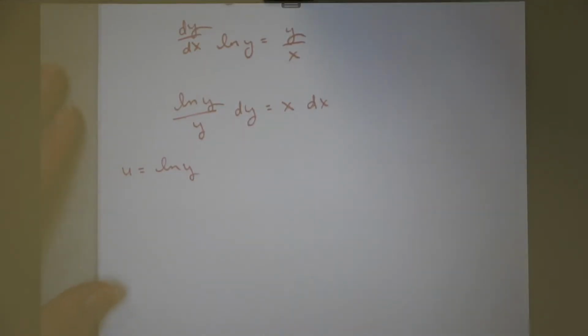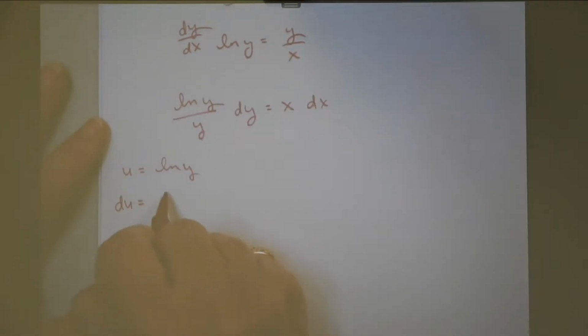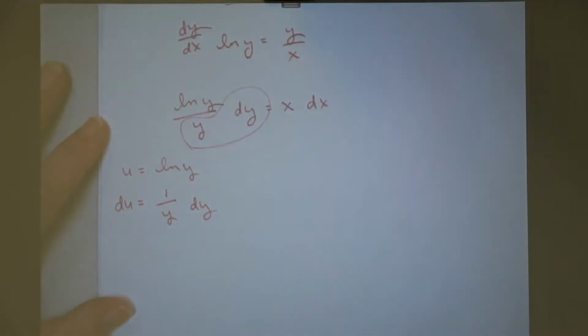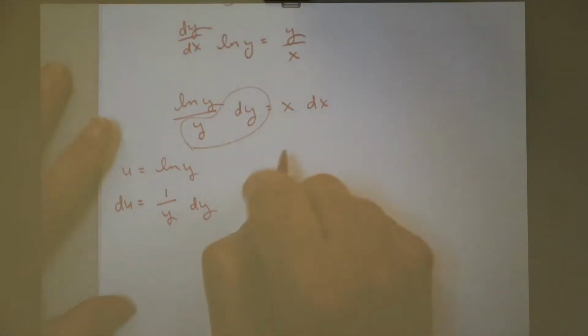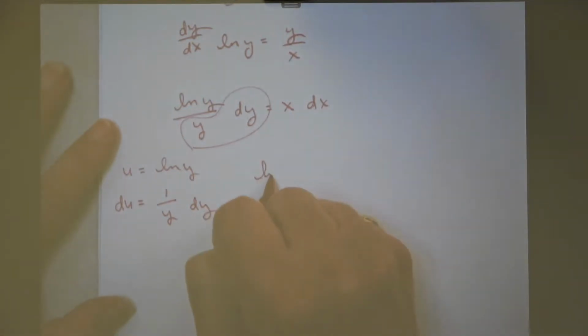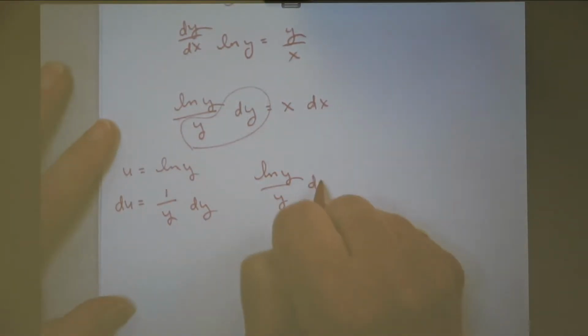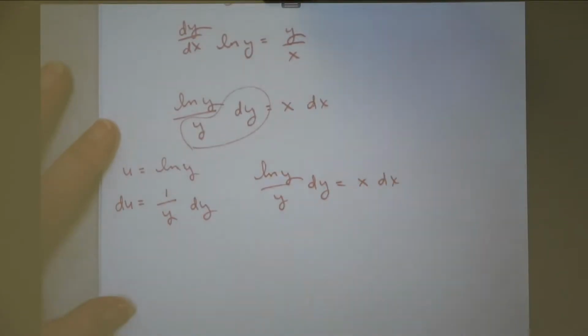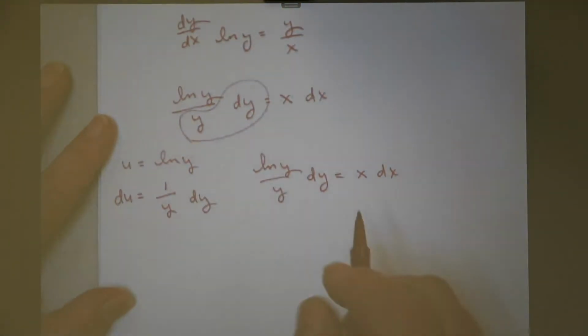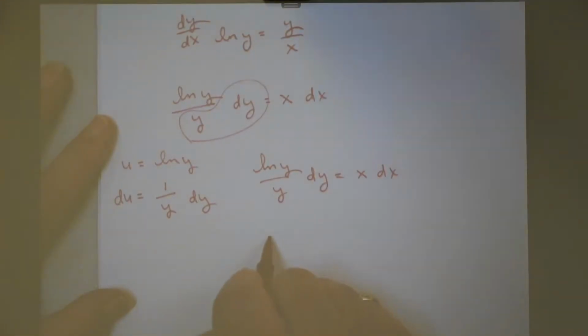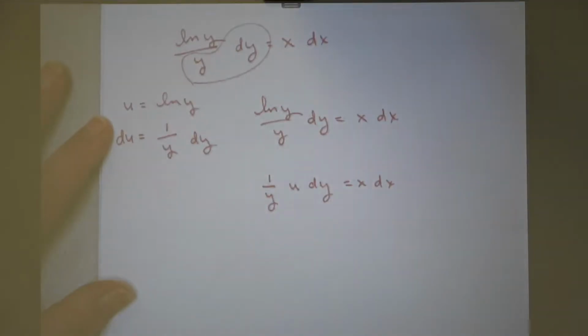So I've got u is ln y, and then du is going to give me what? Of course, 1 over y dy, and there's your magic right there. So let me take this in two different steps. I have ln y over y dy is x dx. I made the u substitution of ln y, so now I have 1 over y times u dy is x dx.